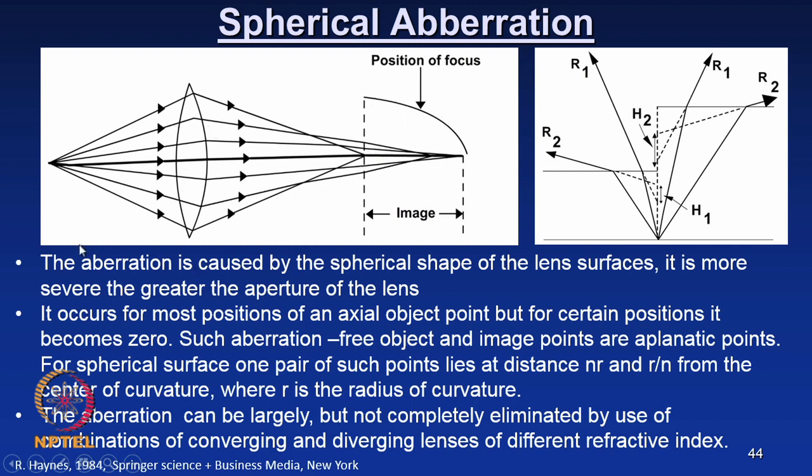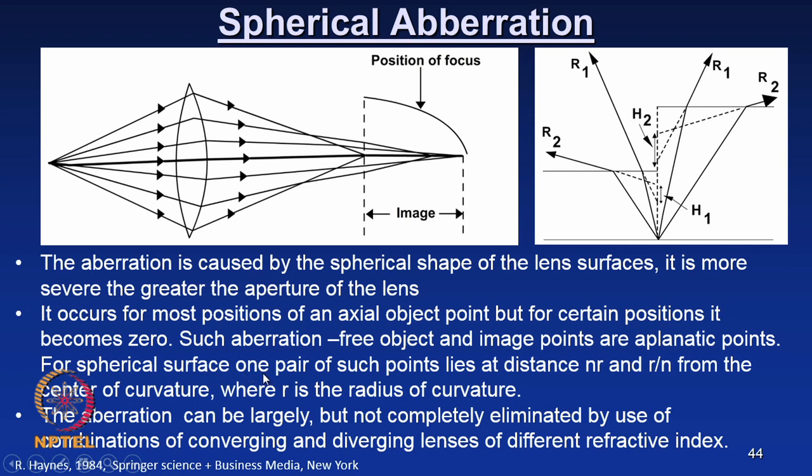So, let us look at the preliminary remarks. The aberration is caused by the spherical shape of the lens surface. The name itself tells. It is more severe the greater the aperture of the lens. It occurs for most positions of an axial object point, but for certain positions it becomes zero. Such aberration-free object and image points are aplanatic points.